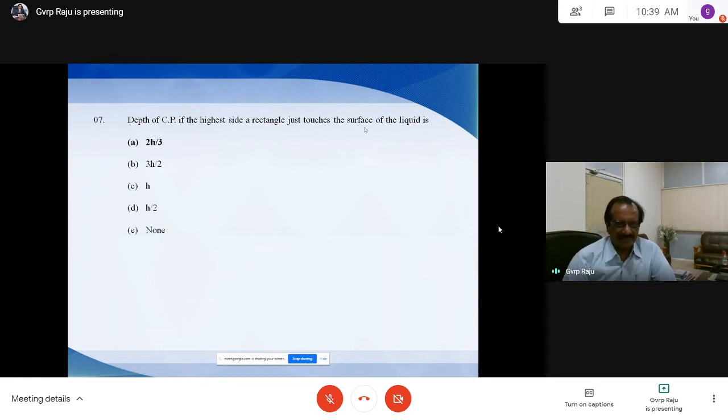So from the bottom, the center of gravity (CG) of the triangle is H/3, and from the top it is 2/3 H. So the answer is A.